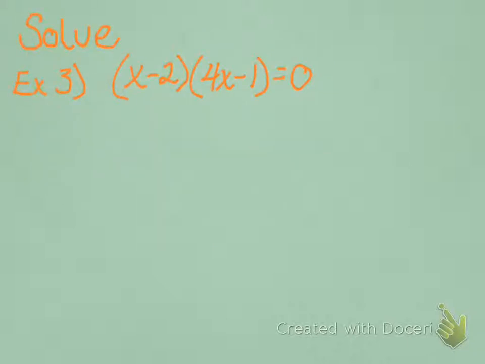Alright, the last part of your homework is going to say solve, and then it's going to give you an equation. And I know this equation you've never really seen before. So the way you're going to solve something is first it has to equal 0. So this one is already set up correctly. So you're going to take your first parenthesis, x minus 2, and set it equal to 0. Then you're going to take your second parenthesis, 4x minus 1, and set that equal to 0.